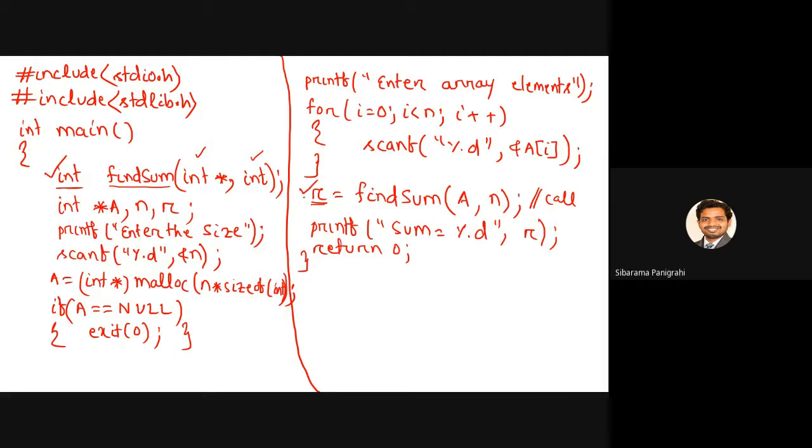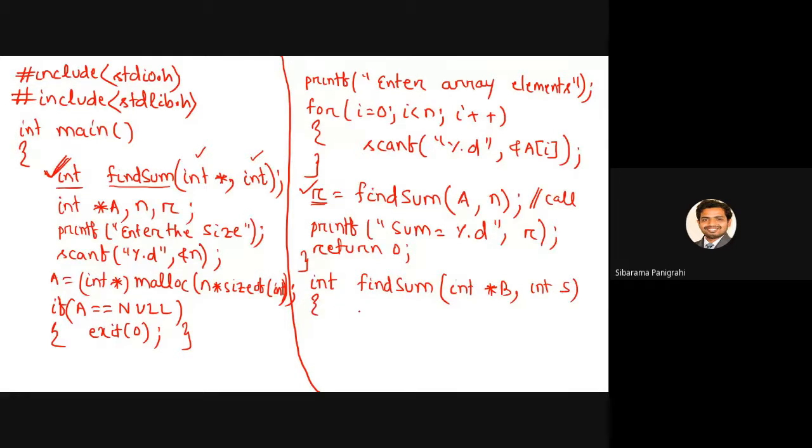Now I have to write the body of find sum, that is the function definition of find sum. The first line of the function body is called the function declarator, and that should match with the function prototype, right? So here the return type will be integer, so I will write int. Function name is find sum. Here I have to declare an integer pointer. Here I have passed a, let me take another name, pointer b. Now b will point to the array a.